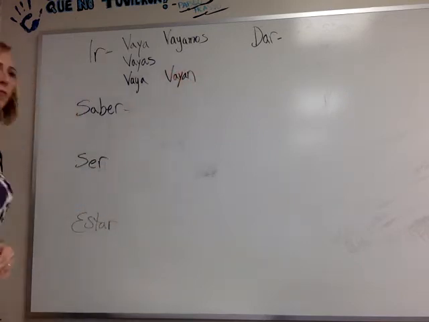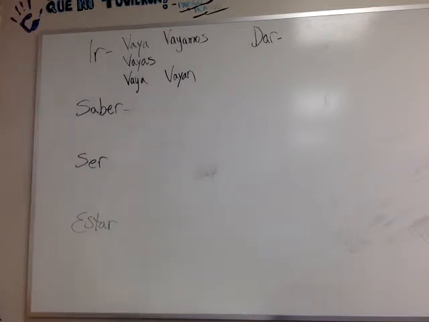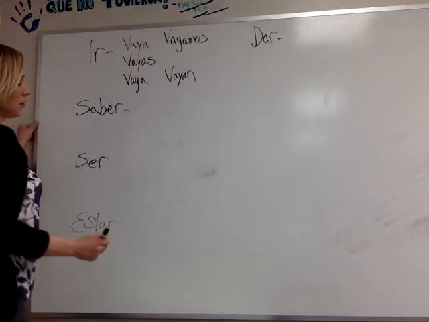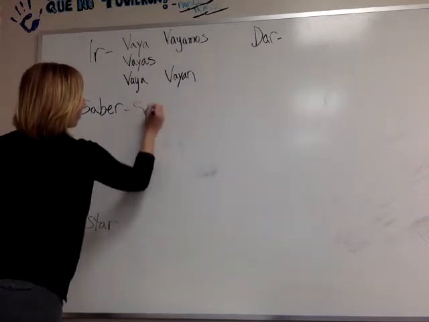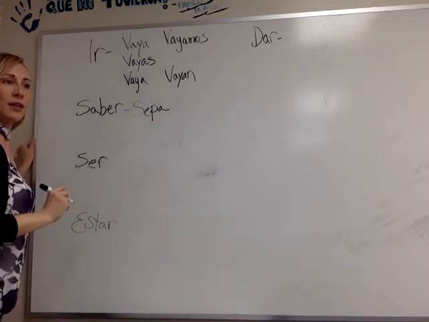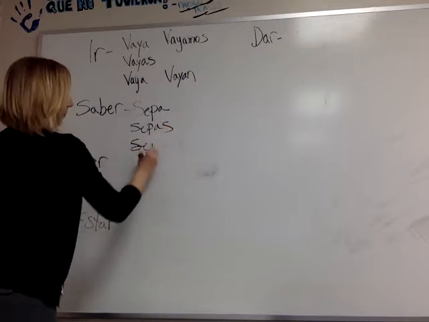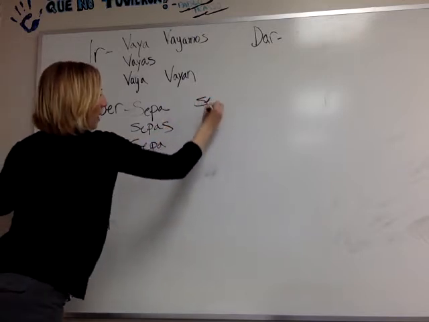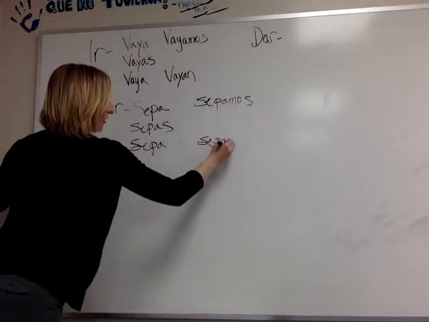Excellent. Okay. So saber, what does saber mean? To know. It means to know facts or find information out. So think about, what did saber become in the usted command? Se- There, you're close. Just kidding. Sepa. I was giving you the first part. So the yo form is sepa. What would be the tú form then? Sepas. He, she form is sepa. Nosotros? Sepamos. And ellos? Sepan. Very good. Excellent.